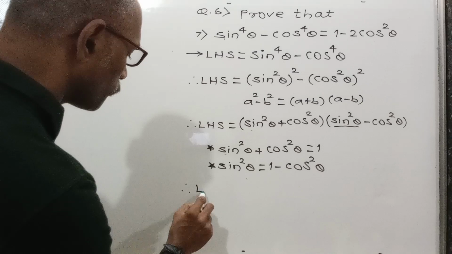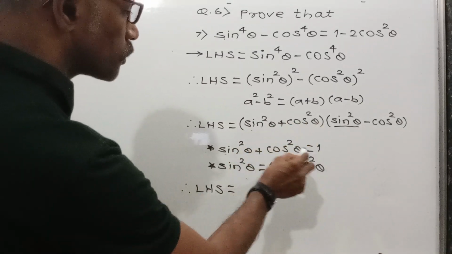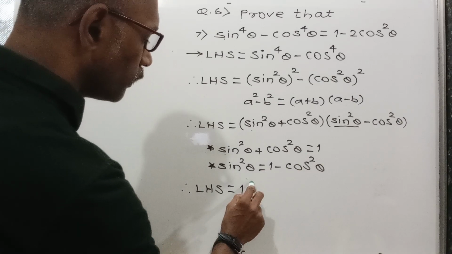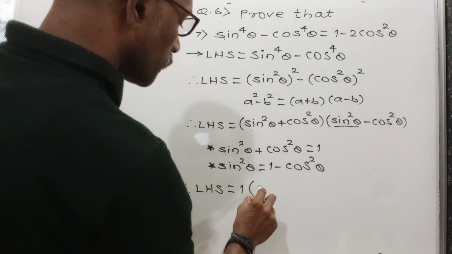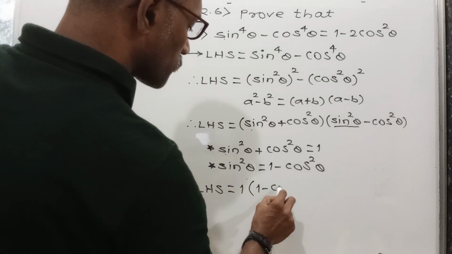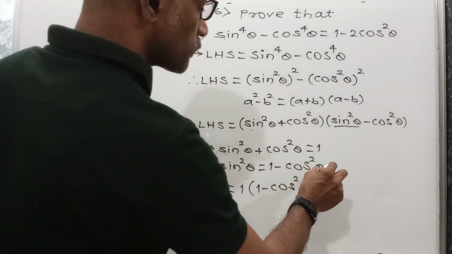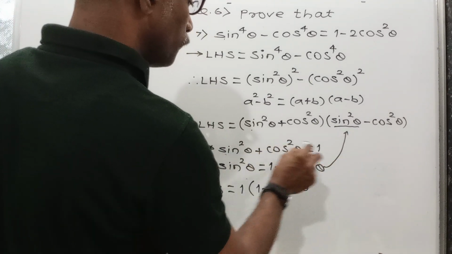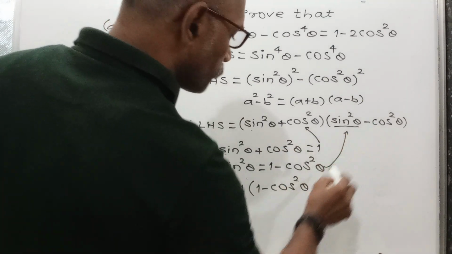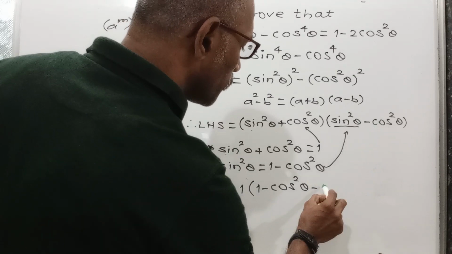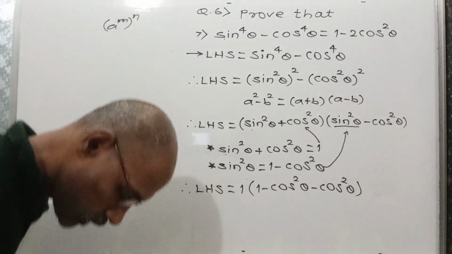Therefore, listen carefully: LHS is equal to (sin²θ + cos²θ), which is 1, into the value of sin²θ, which is 1 − cos²θ. We use this here and we use this for this. Then what is left? Minus cos²θ. Did you understand?